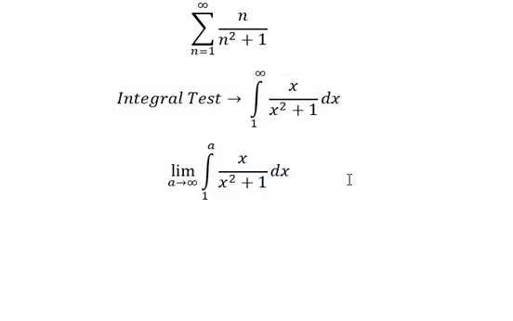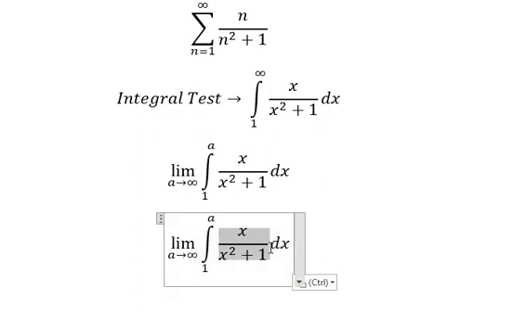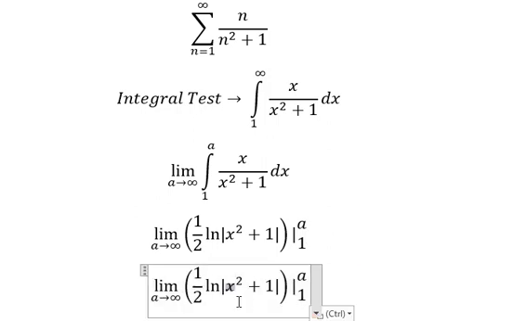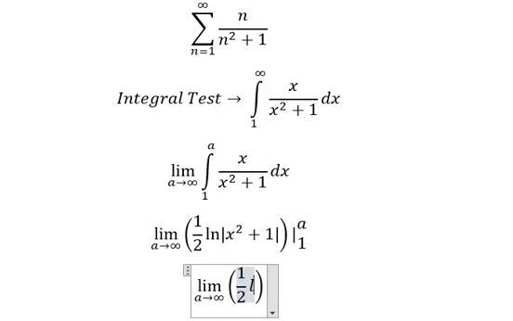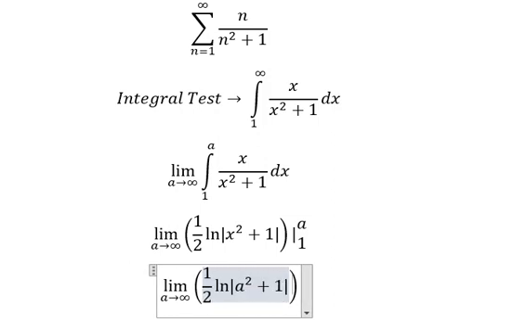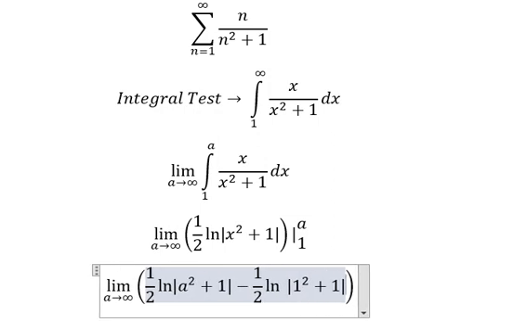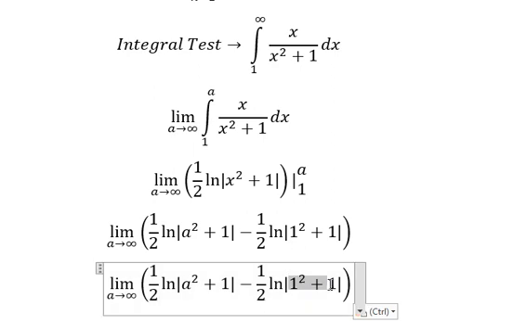The integration of this one, we will have 1 over 2 ln of the absolute value of s squared plus 1. And now I will put a and number 1 in here. So this one we have ln of 2.